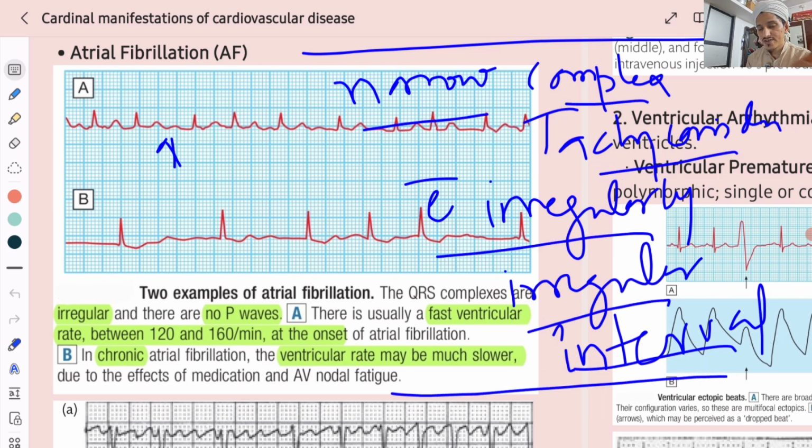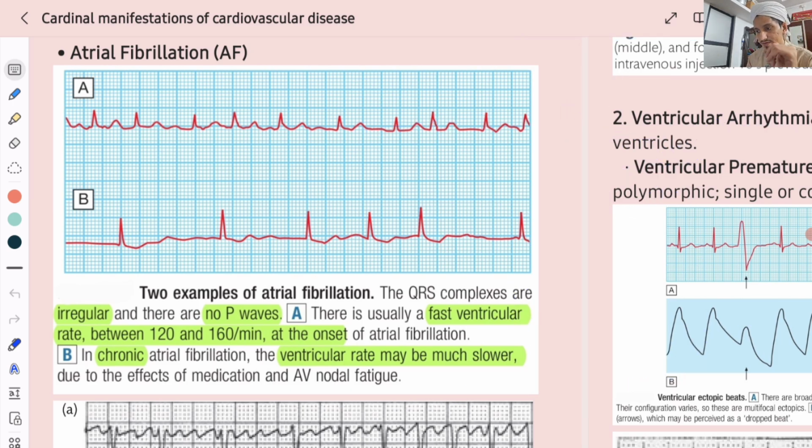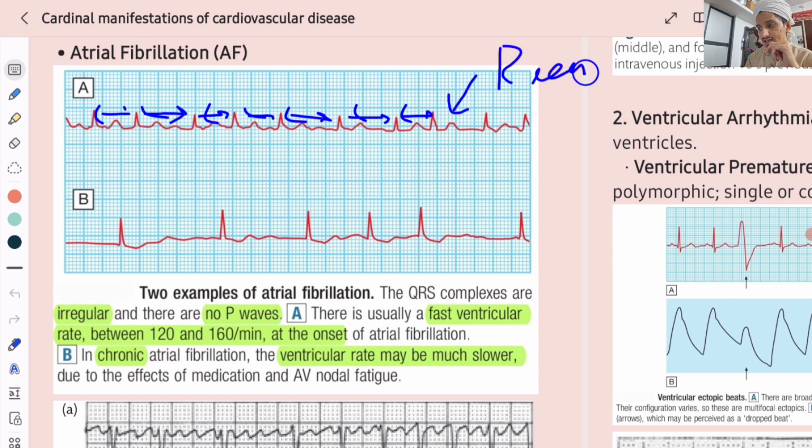Whether you have the fibrillary waves or you don't have the fibrillary waves. See here, the RR interval is not equal. Some are short, some are long. And see here, this is also an example for atrial fibrillation. This is an example for recent atrial fibrillation, recent AF, and this is an example for chronic AF.